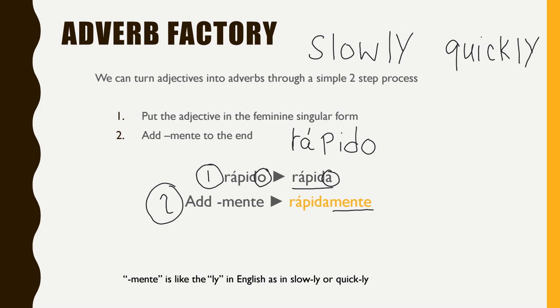So rápidamente. So we just changed rápido, which is fast. So like él es rápido. We changed it to rápidamente, which is quickly in Spanish, right? So we could use that like ella corre rápidamente. She runs quickly.